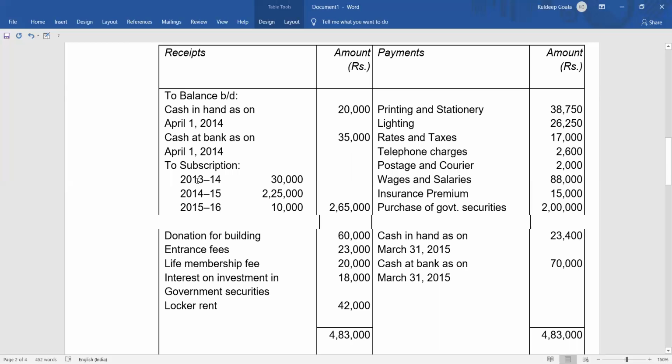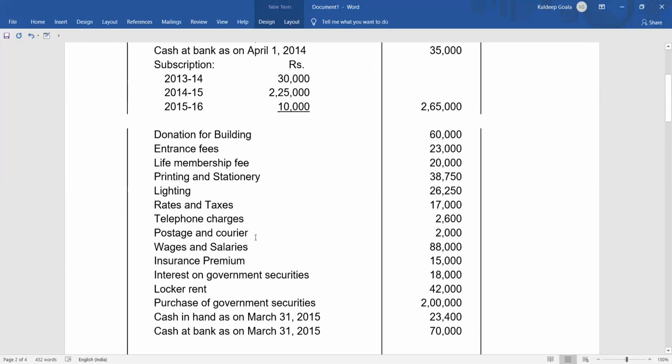To subscription for 2013-14 30,000, 2014-15 it is 2,25,000, and 2015-16 we have 10,000. The total is 2,65,000. Okay, so that is also there. After that, we have the next item, donation for building 60,000 and entrance fees. Two items we can take at a time. So entrance fees of 23,000.